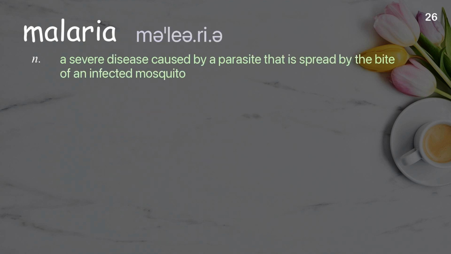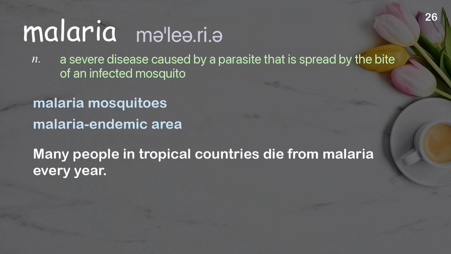Malaria. A severe disease caused by a parasite that is spread by the bite of an infected mosquito. Examples: malaria mosquitoes, malaria endemic area. Many people in tropical countries die from malaria every year.